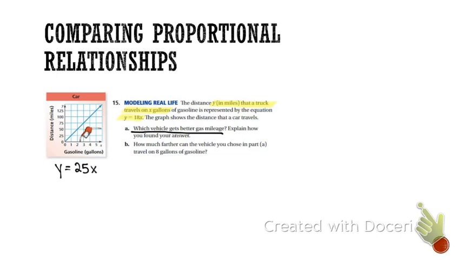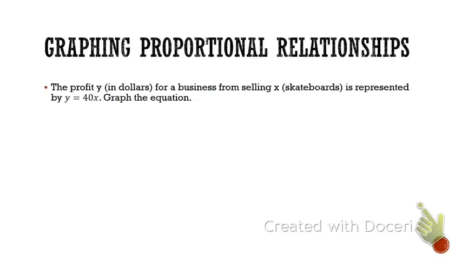So in the test, you're going to be given a graph and an equation, and you have to compare them. Just remember to compare the unit rate, or how much per one of your X value. So clearly, the car gets better gas mileage, and we know that by common sense too, but we need to have some proof there. Okay, so that would be like some work that I would want to see on your scratch paper. Okay, so what if you had to graph a proportional relationship?